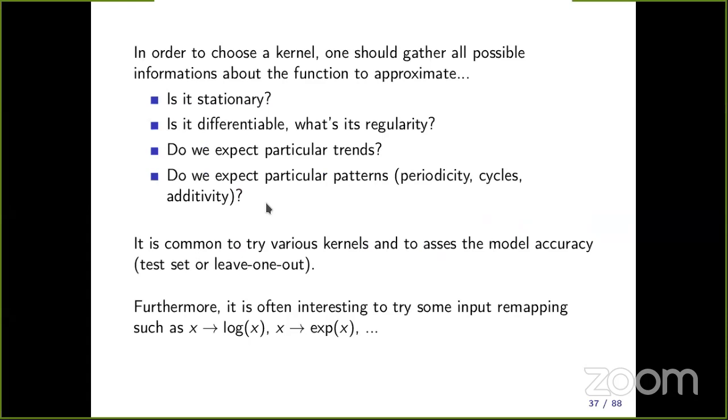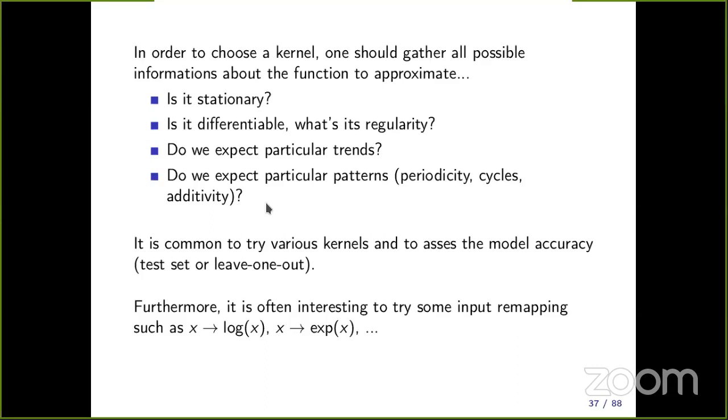So the kind of questions you can ask the practitioner is: is it stationary? They may tell you, oh, I know the variability in this area of the space is bigger than in this area, these kinds of questions. Most of the time it's difficult to explain why it is non-stationary or to give the exact feature of the non-stationarity. So it's also common just to use a stationary covariance function, even if we know the phenomenon may not be stationary. If it's differentiable, what's the regularity?